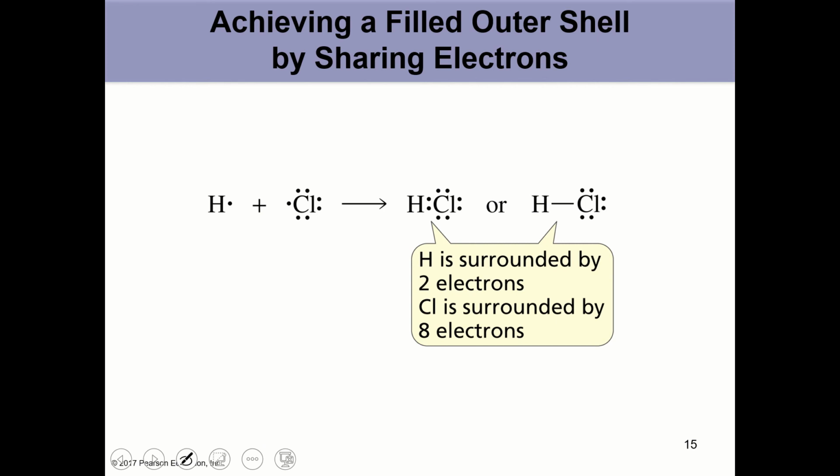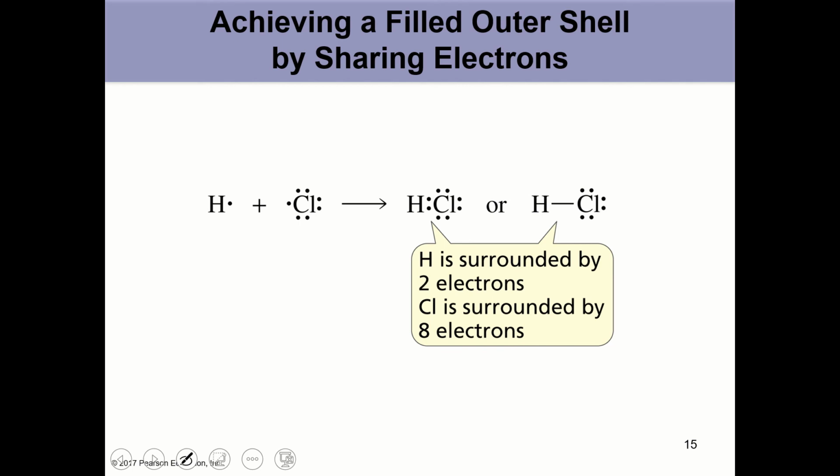Achieving a filled outer shell can occur by sharing electrons. But sharing electrons does not necessarily mean that those electrons are shared equally. So the next topic is going to be polar covalent bonds, which I have copied a table from your Gen Chem book to show you that you've already learned this. Or maybe I erased the table because I didn't like it.